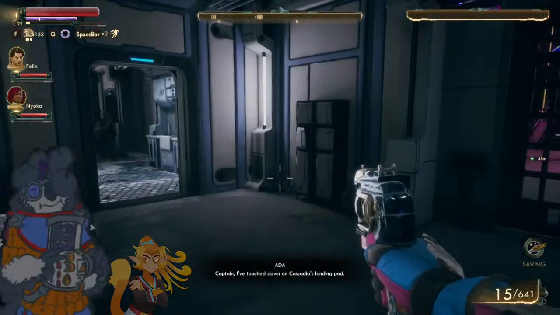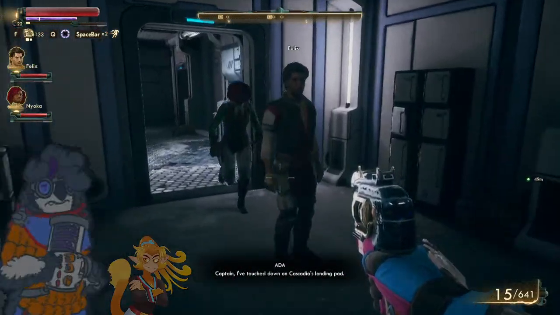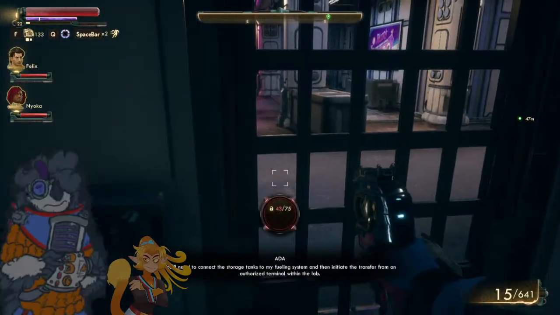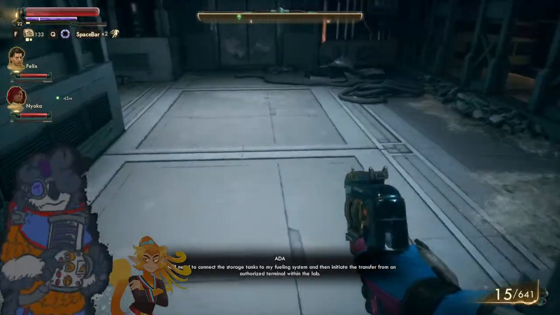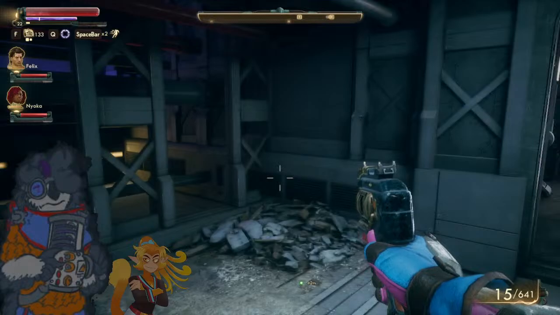Captain, I've touched down on Cascadia's landing pad. You'll need to connect the storage tanks to my fueling system, and then initiate the transfer from an authorized terminal within the lab.